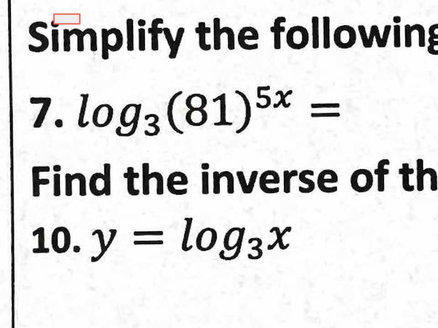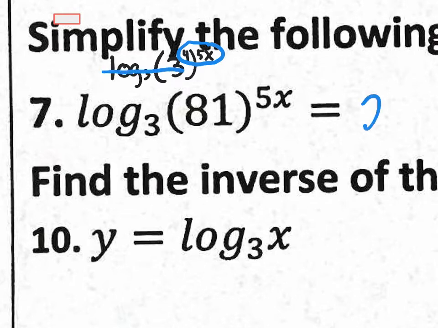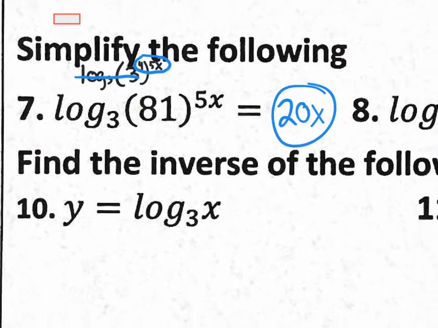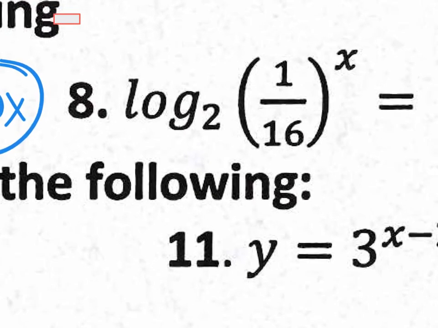So if I had space here, I could rewrite this as log base 3 of 3 to the 4th power, still to the 5x power. So if I have a power to a power, I have to multiply 4 times 5x, that becomes 20x. And the log base 3 of 3 eliminates, so I really just have 20x left over as my simplified expression, because the log base 3 of 3 cancels.